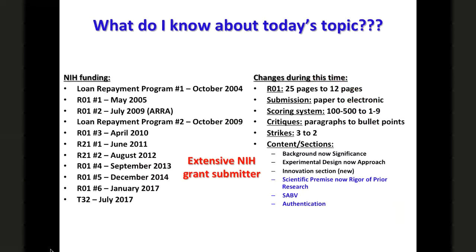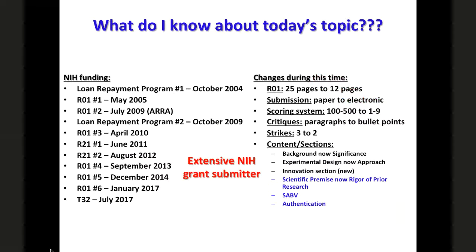Scoring system 100 to 500, which was actually really nice because you can get a 120 or a 275 or a 390. Now you can't do that. It's 1 to 9. It's not 1.5. It's not 2.5. It's 1 through 9. That's it. Critiques have changed. Strikes, this is submissions essentially. Used to we could always do 3. Now there is no such thing as 3. You only get 2 now.